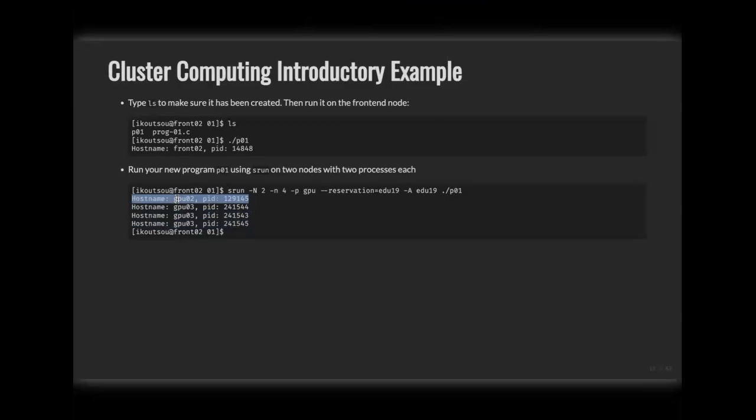Okay, so this one, when I was writing the slides, 2 days ago let's say, when I ran this, one of the 4 processes ran on the node with hostname GPU02, and the process ID was, I won't read it out, that one. And then 3 of the 4 processes ran on the other node, which was GPU03, and each one got a unique process ID. So these processes were running in parallel, okay?